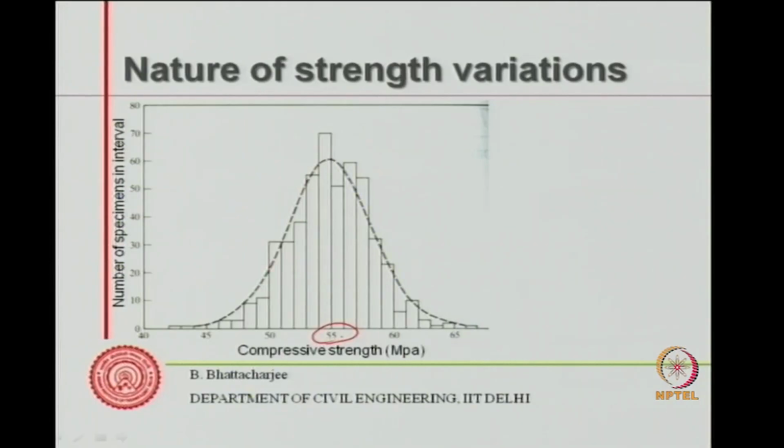I'll find that if I test a large number of cubes and plot a frequency diagram like this, then a good majority will show a strength close to what I have actually conceived as the mean, but possibly 50% of the strengths would be lower than that, and 50% of the strengths would be higher than that. This is because cube compressive strength at the age of 28 days depends upon too many factors. There are too many variables.